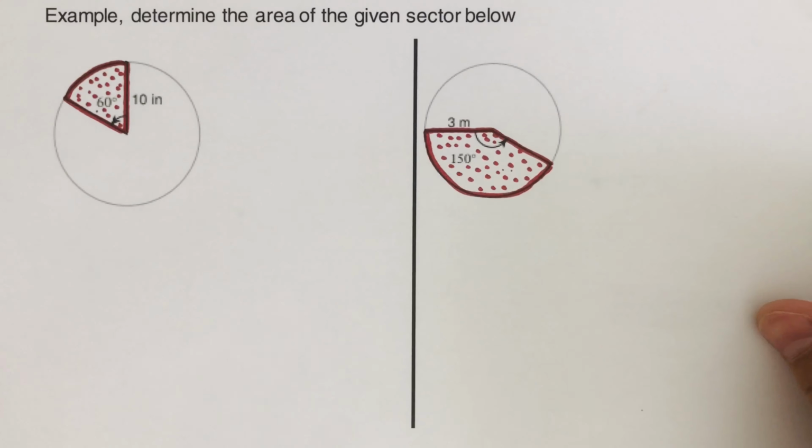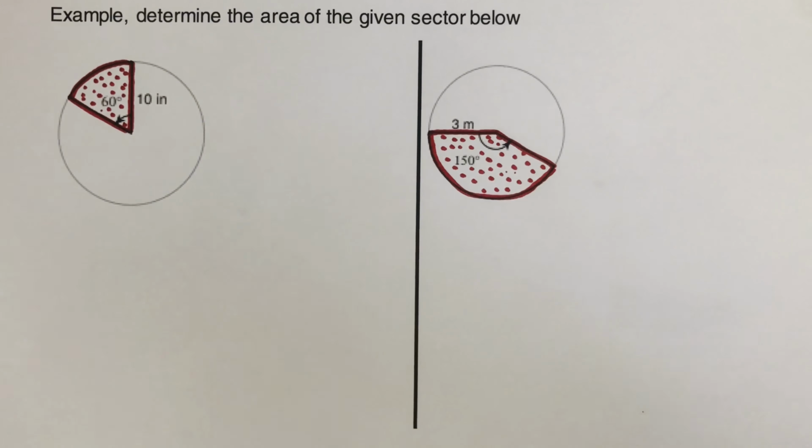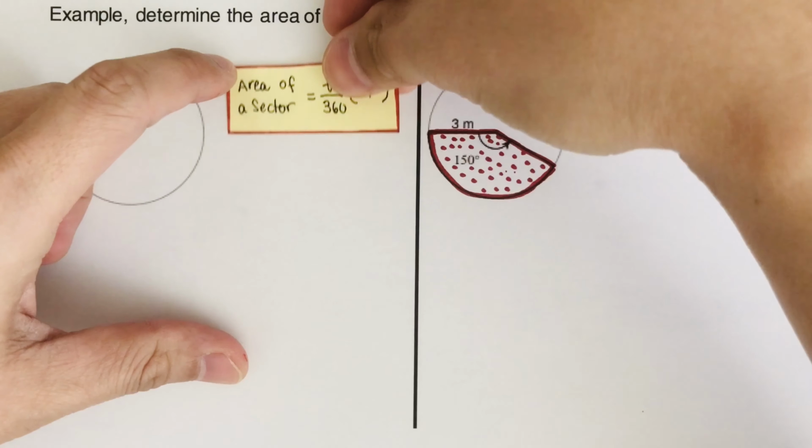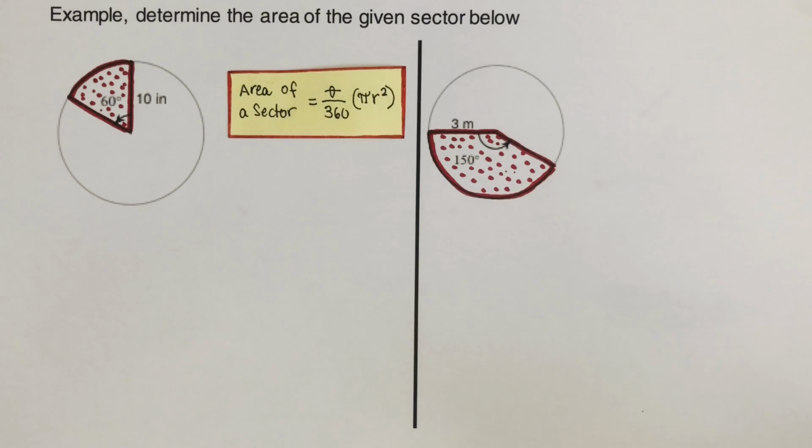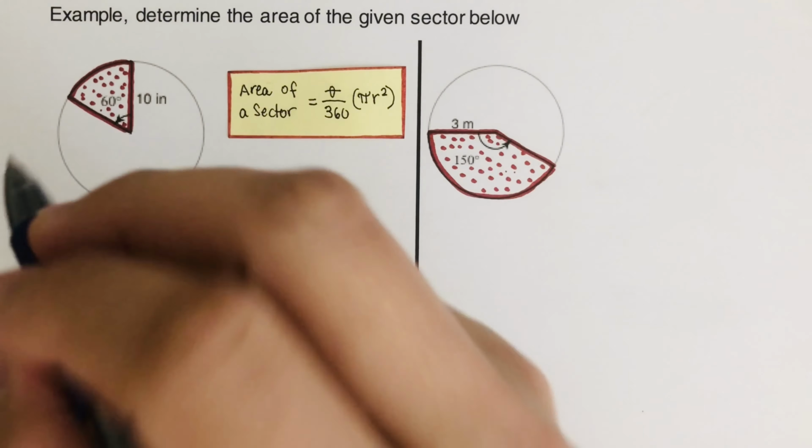So let's take this example right here. We are given this. These two are sectors. Let's solve for the first one together. I have written the formula that we had on the first slide. I will put the formula over here because we're going to use it in both of these problems. So let's do the area for the first one.